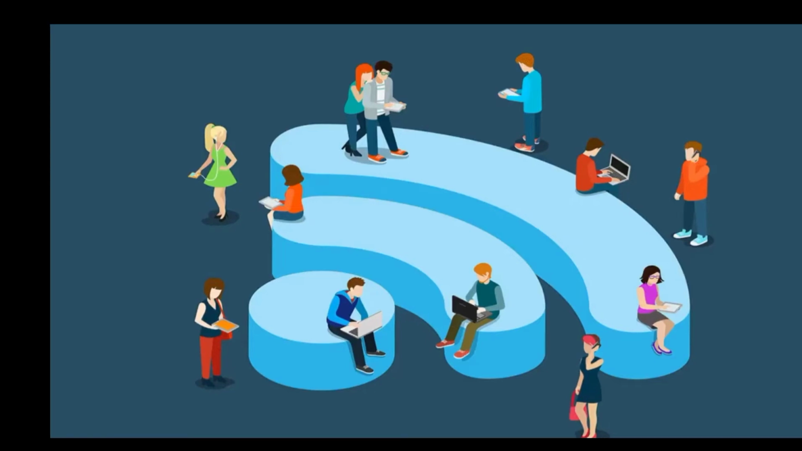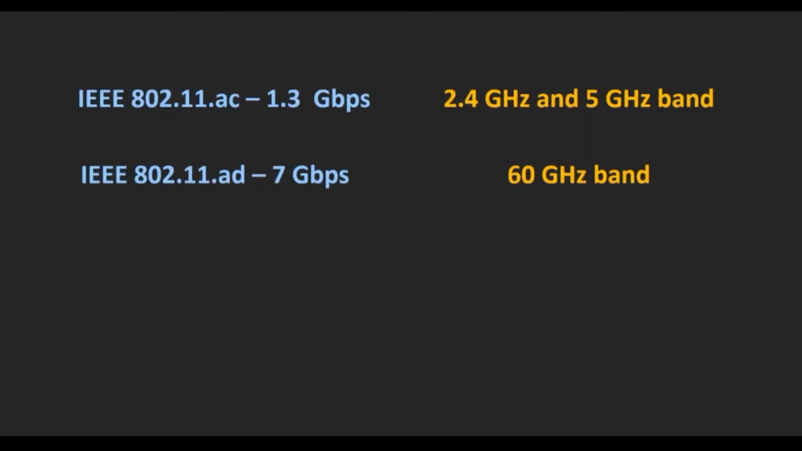In case of Wi-Fi, if you see the standard IEEE 802.11ac, the maximum speed which can be supported by the standard is 1.3 Gbps, and that is under the 5 GHz band, which is almost 100 times lesser compared to the speed which is supported by the Li-Fi. And if we see another Wi-Fi standard which is not commercially available yet, that is IEEE 802.11ad, the maximum speed which can be supported by this standard is 7 Gbps.